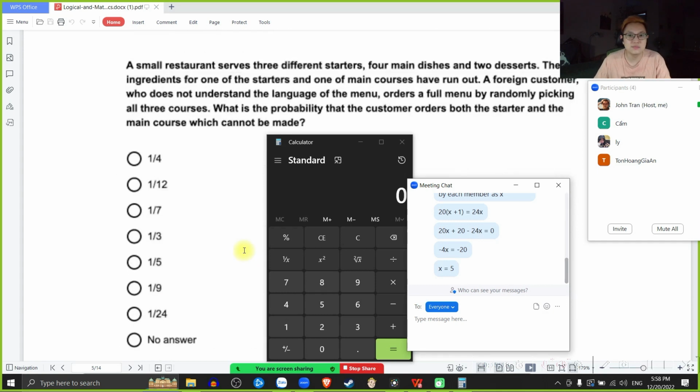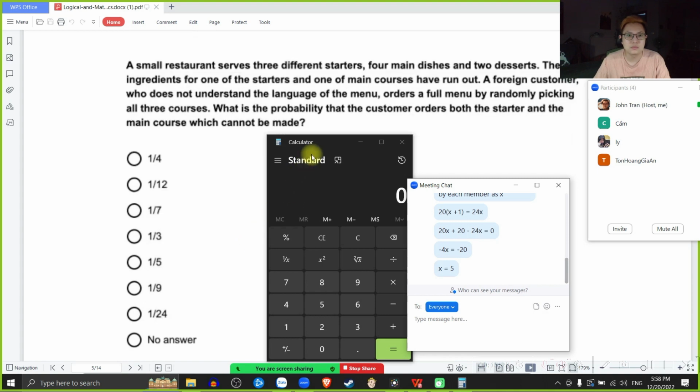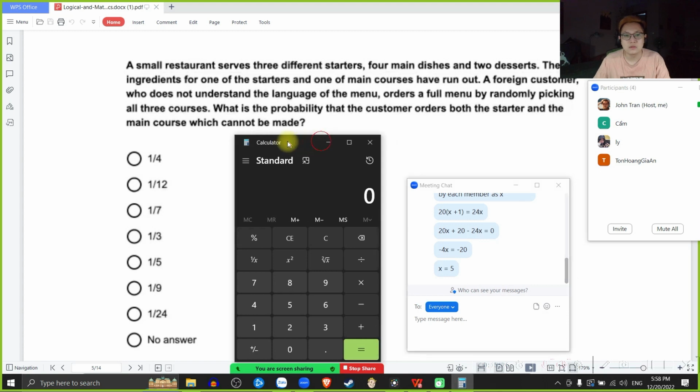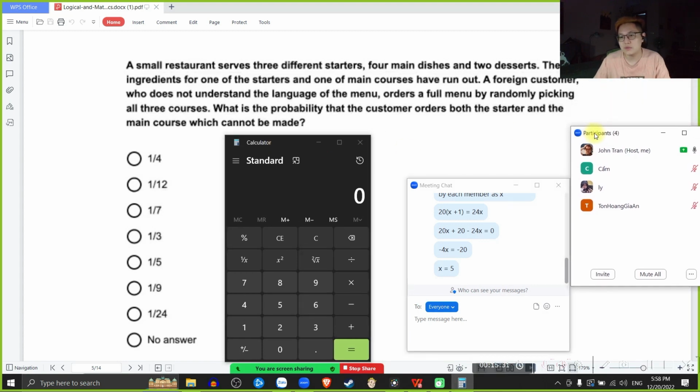Okay, let's move on now. Someone read this one for me? Can someone read this one? You all turned off your mics, so who will read? Turn on your microphone. Okay, Hoàng Nhã An, you read.